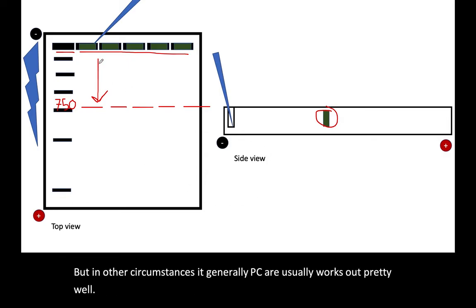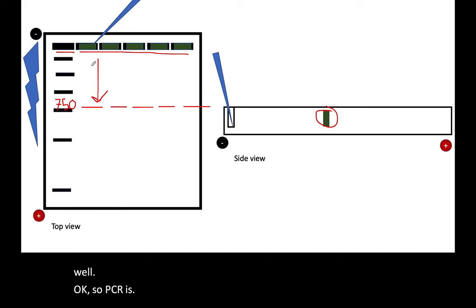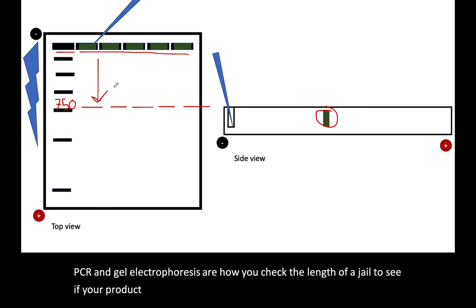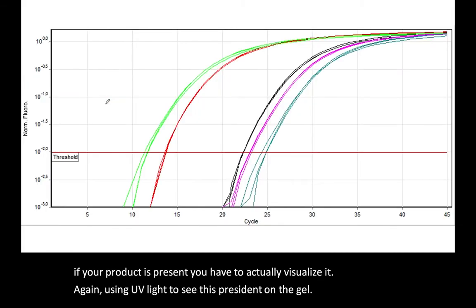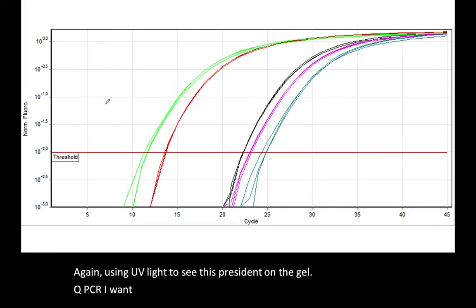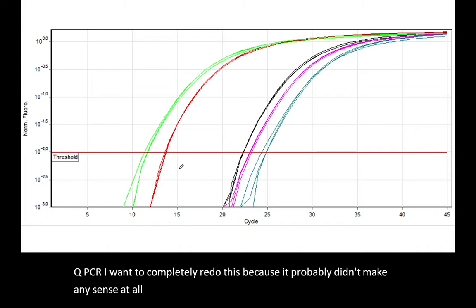Okay, so PCR and gel electrophoresis are how you check the length of a product to see if it is present. You have to actually visualize it, again, using UV light to see it present on the gel. qPCR, I want to completely redo this because it probably didn't make any sense at all without my annotations.